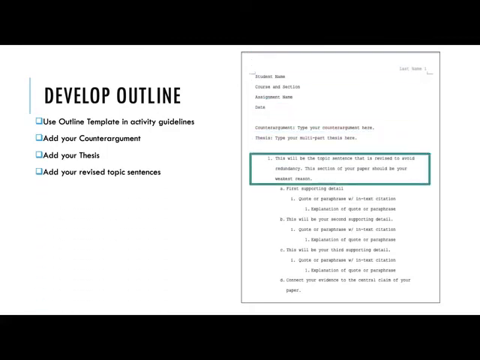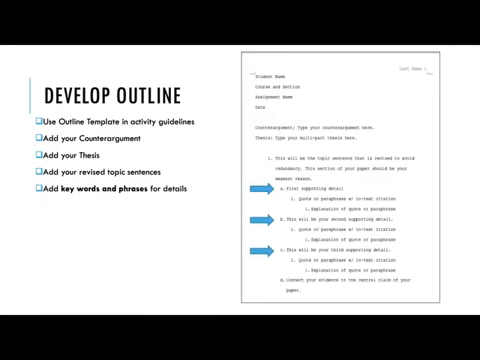Then you'll notice you're going to signal that you've got a new section of your paper. This is where you're going to put the topic sentence that you have revised to avoid redundancy. And in the sequencing of your reasons to support your thesis, generally you want to put your weakest reason first. Okay, so you would add in your revised topic sentences as we just went over earlier in this presentation.